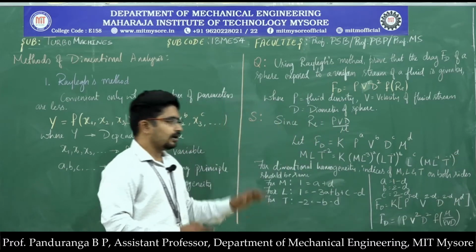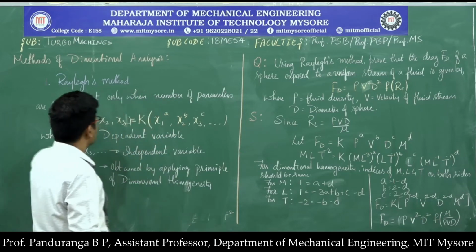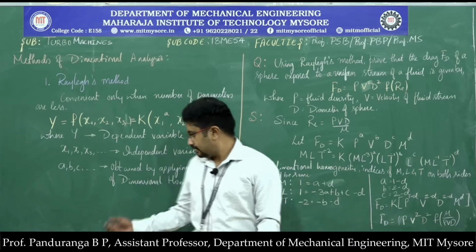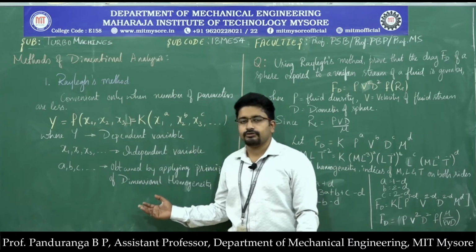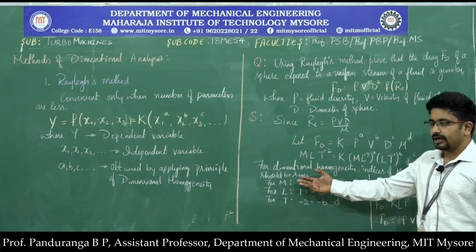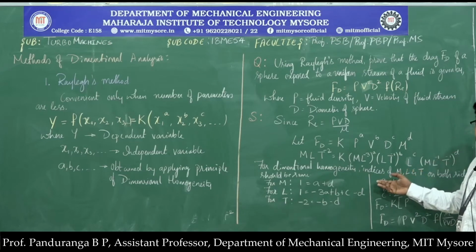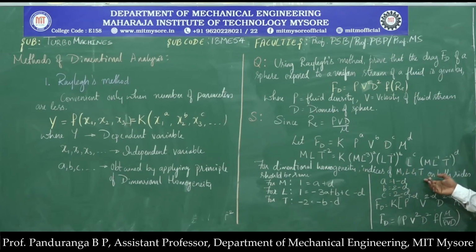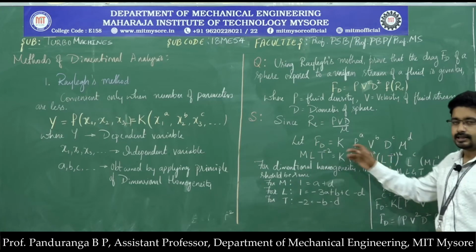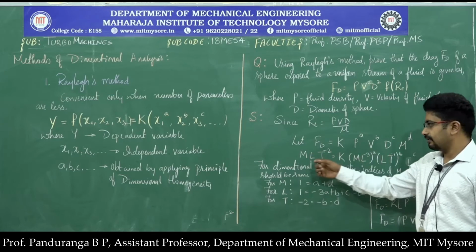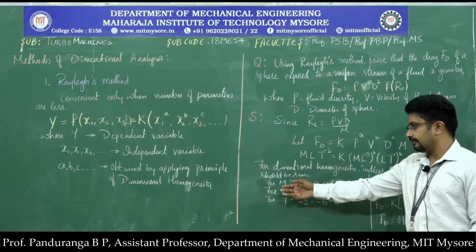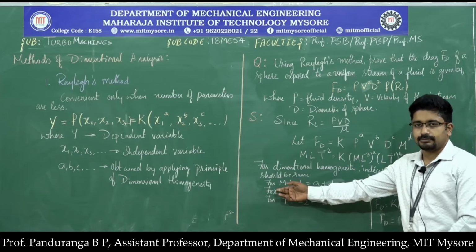So now to apply Rayleigh's method, we need to apply the principle of dimensional homogeneity. If you want to apply the principle of dimensional homogeneity, then the indices of M, L, and T on both sides should be the same. So on the left hand side and on the right hand side, the power of M should be the same, the power of L should be the same, and the power of T should be the same.